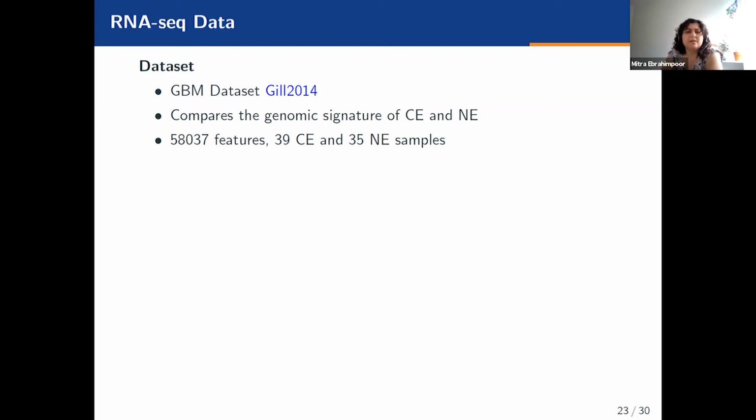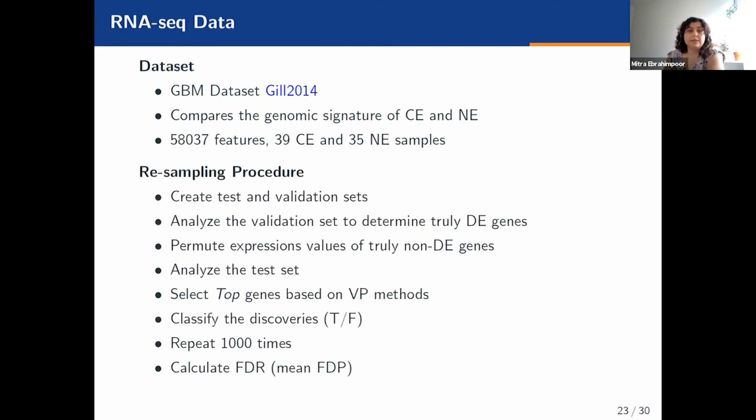This is a simple genomics analysis where they have samples from two sets, CE and NE. I'm going to call them tumor and non-tumor samples. So the TDP should actually be quite large, because there is a clear gene signature of tumor versus non-tumor samples. There are 58,000 features, and the sample size for this study is quite large, which is one of the reasons why we selected this study. There are 39 and 35 samples in the groups respectively.